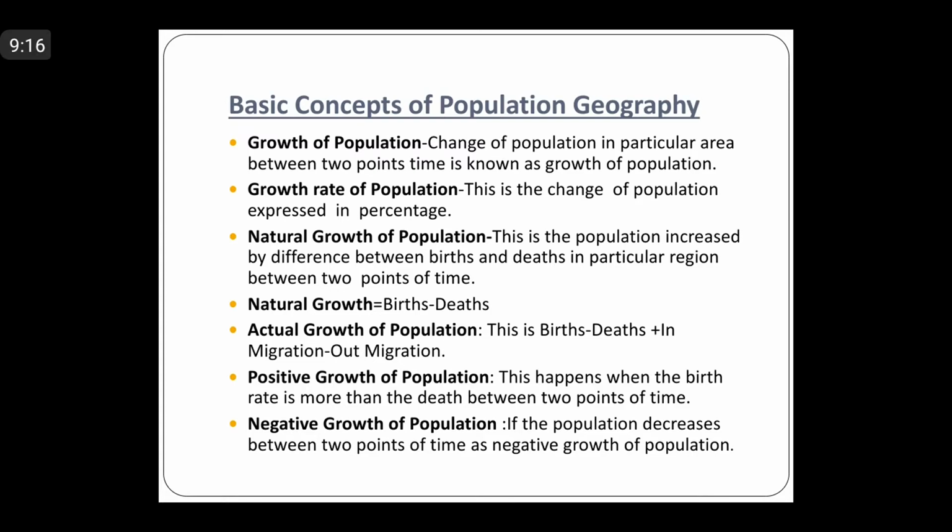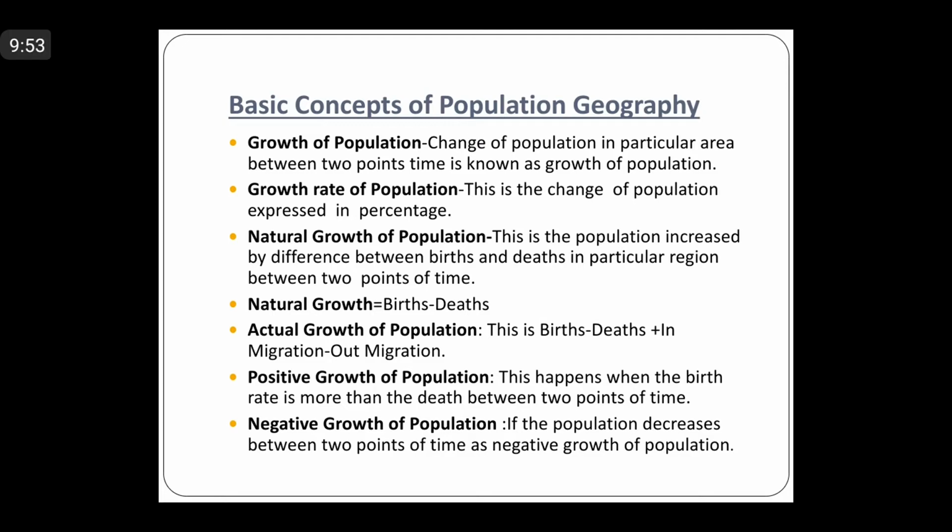Okay. So what is that? Between the birth rate and death rate. The natural growth, death rate and birth rate. Keep these 2 terms in your mind, that this is the population increased by the difference between births and deaths in a particular region between 2 points of time, natural growth of population. Then comes your natural growth, births minus deaths.